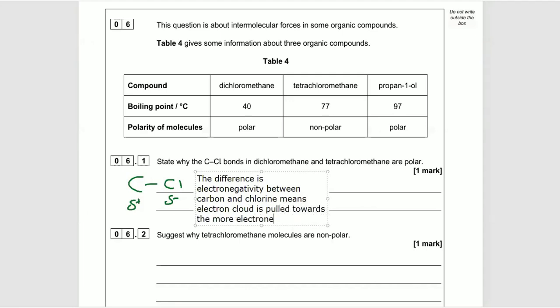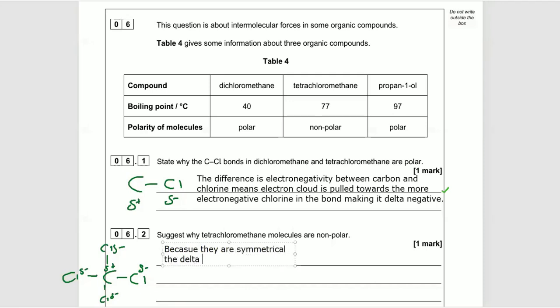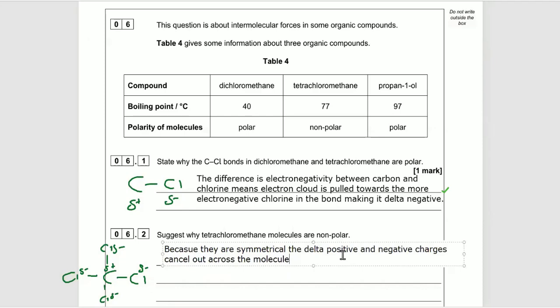Now for 6.2, the question says, suggest why tetrachloromethane molecules are non-polar. So that's the middle one in the table there, tetrachloromethane. What you'll find with tetrachloromethane is although it contains four polar bonds with the delta negative chlorine and the delta positive carbon, the electronegative chlorines and the carbons are symmetrical and evenly spread out. And so the charges cancel each other out. So there's no overall polarity on that molecule. It is a non-polar molecule. And that is down to the charges cancelling out.